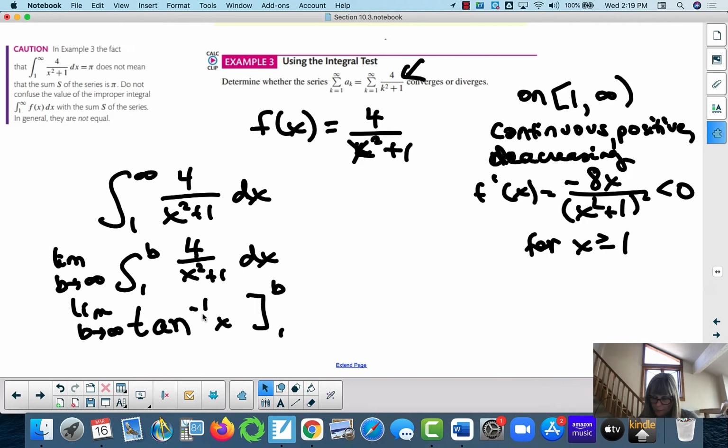So then we have the limit as b approaches infinity for inverse tangent of b minus inverse tangent of 1. You're asking yourself, where is tangent equal to 1? And that would be pi over 4. Now for the infinity part, we have to remember the interval for inverse tangent. And inverse tangent's range is negative pi over 2 to pi over 2.